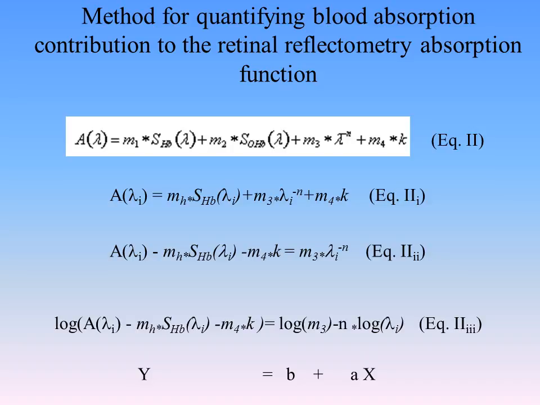In this case, the M1 and M2 become another parameter, MH, that represents the total hemoglobin. And here is the spectral absorption of hemoglobin and oxyhemoglobin, because it's the same for isosbestic points. We separate the 10 and we apply the logarithm to this function. This expression is only a first-degree equation, a line.